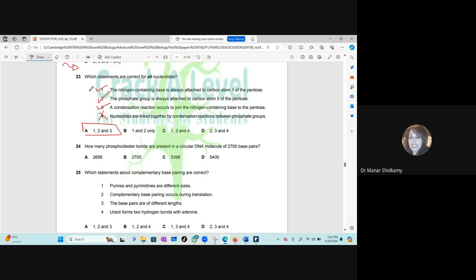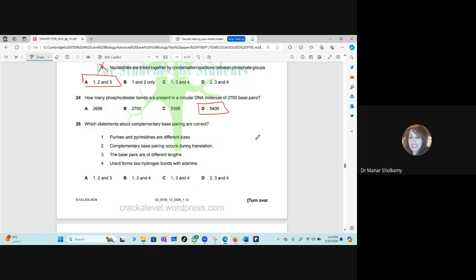Okay, 24. How many phosphodiester bonds are present in a circular DNA molecule of 2,700 base pairs? 2,700 times 2. Yes, you are right. So it will be 5,400. Good.